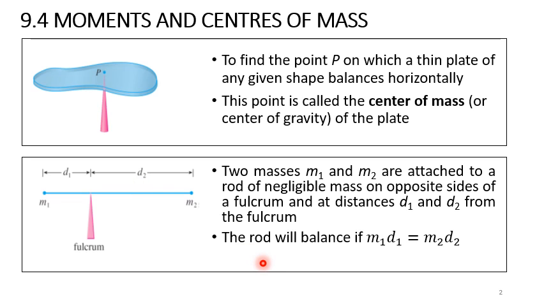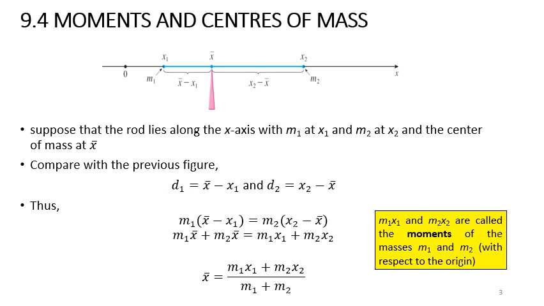How do we find the center of mass of several particle systems? Let's convert the physical system into a mathematical form so that we can solve the problem mathematically. Suppose the rod lies along the x-axis, with m1 at the point x1 and m2 at the point x2, and the center of mass is at x bar. Okay, this is the center of mass.